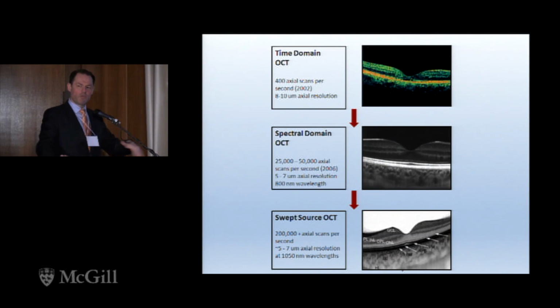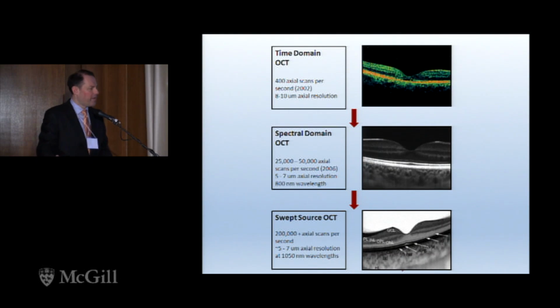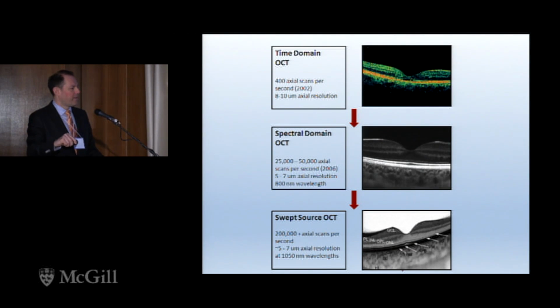But as time went on, you were able to do more A scans, higher density images. And as you can see with spectral domain OCT, we're acquiring 50,000 A scan images with a resolution down to 5 to 7 microns. And now we're starting to use laser light. So we're using a laser with a wavelength of about 800 nanometers to acquire these images. And now this has evolved even further with swept source OCT, where you can accumulate 200 to 400,000 images per second and acquire even greater resolution at a higher wavelength and a greater depth.